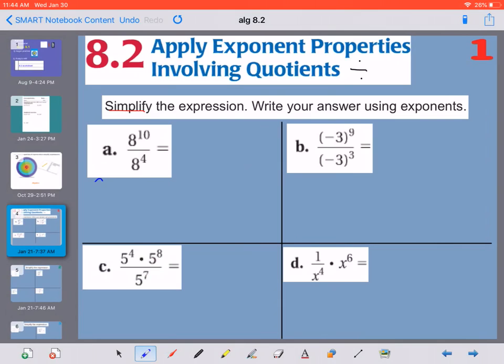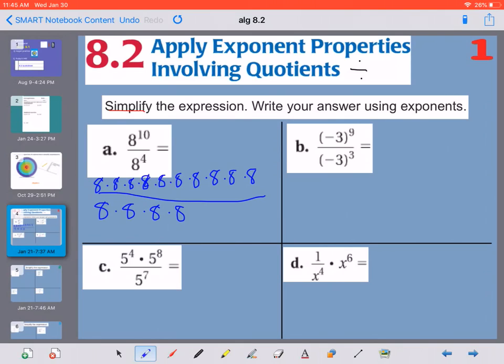So I'm going to write it down here, 8 times 8 times 8 times 8. That's 6 eights, 7, 8, 9, and 10. The bottom has 4 eights only, so 8 times 8 times 8 times 8.